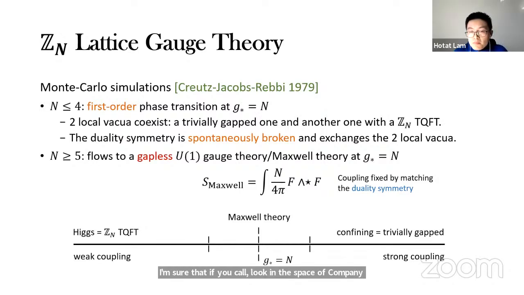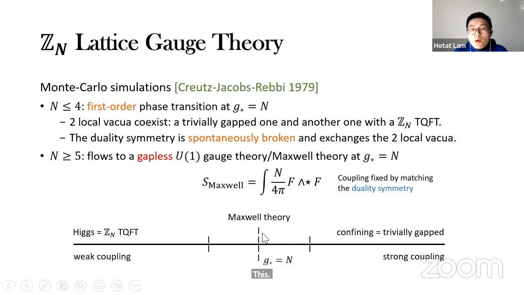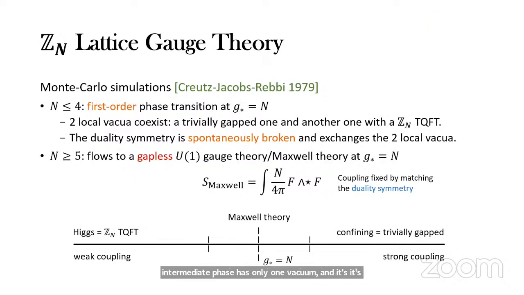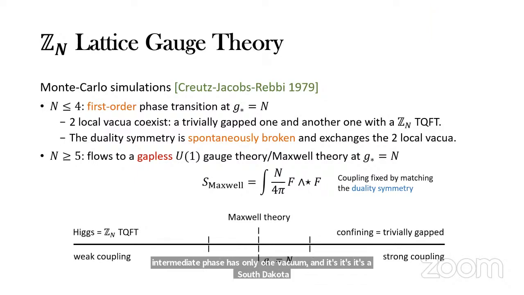That's right. The intermediate phase could shrink to a point. But what I mean is something different. So there's a Zn TQFT, a truly gapped phase, but then maybe there are phase transitions as we go from Zn TQFTs to some intermediate phase, and the intermediate phase has only one vacuum, and it's a self-dual TQFT. Oh, I see. Okay, thank you.